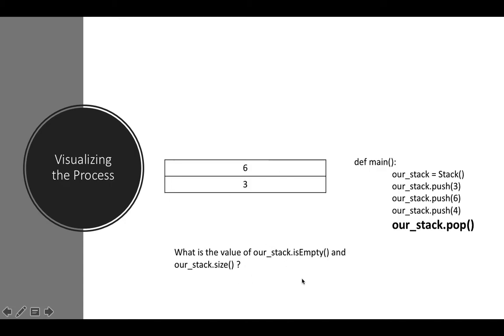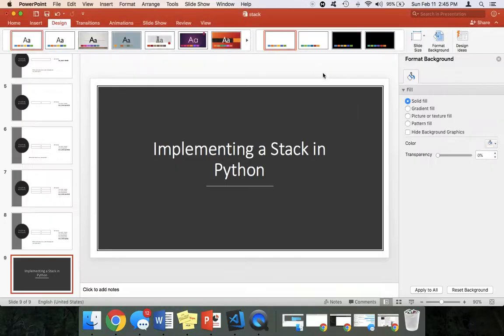And so what are the values of the is empty and size methods now? If we use is empty, we would obviously get false in this case, since there's stuff in the stack. And if we use size, we would get 2, since there's 2 things left over. So now let's implement our stack in Python.